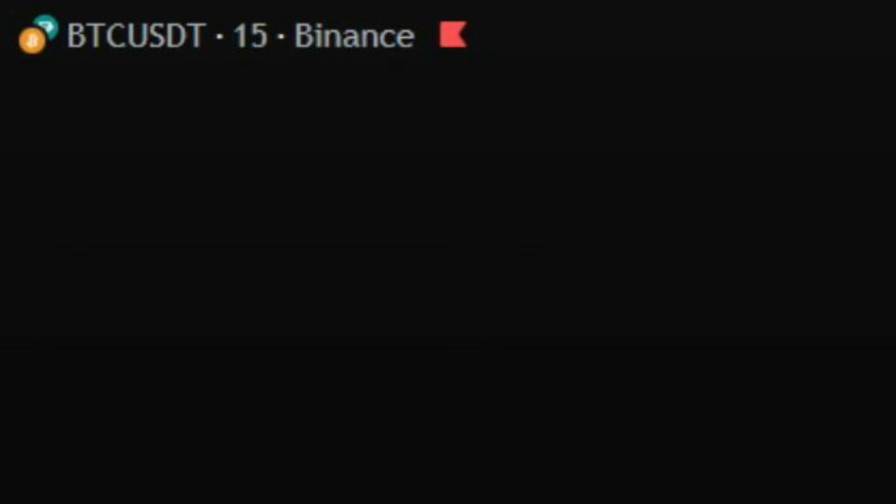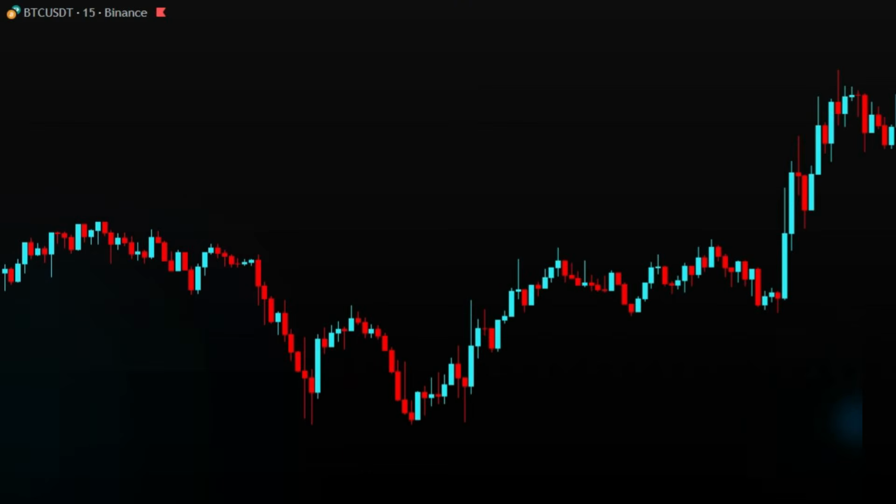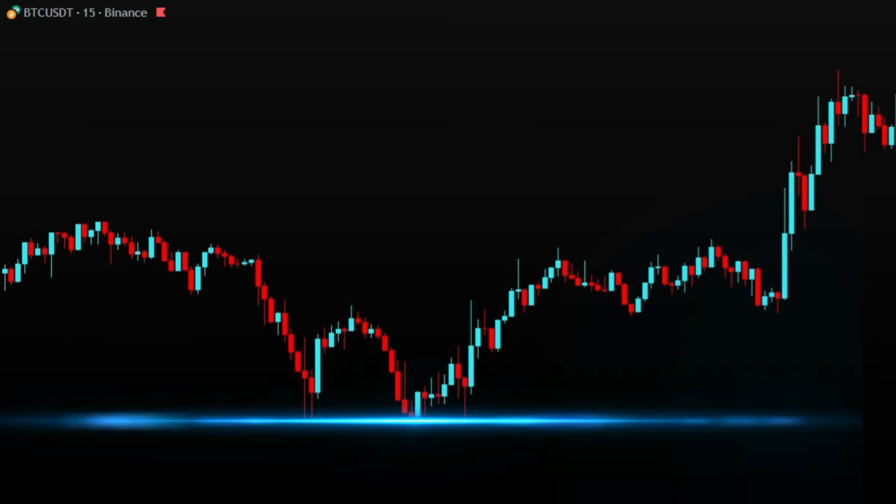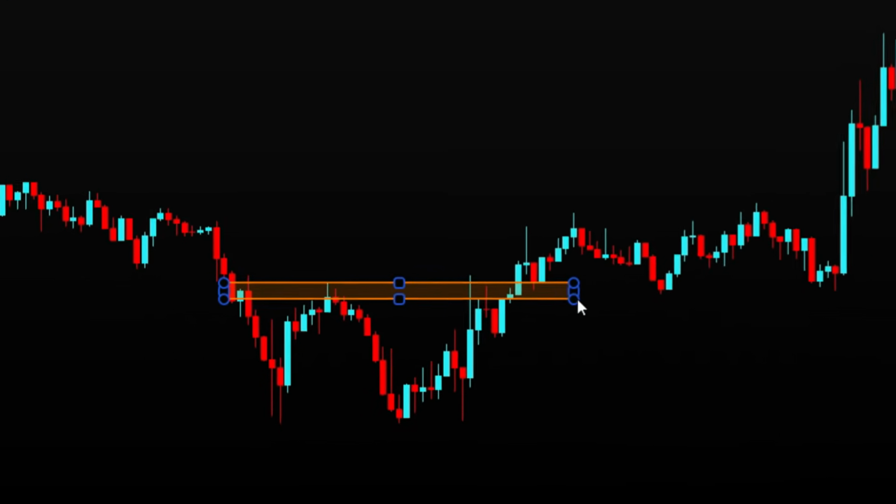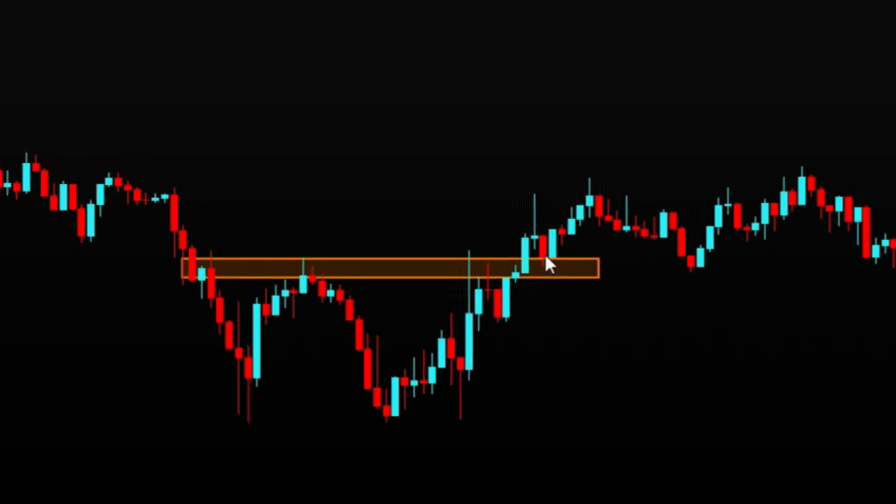On Bitcoin, 15-minute time frame, you can clearly see a double bottom forming, 2 lows side by side. Draw your neckline, wait for the breakout, and watch what happens next.